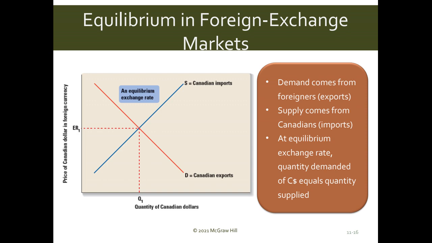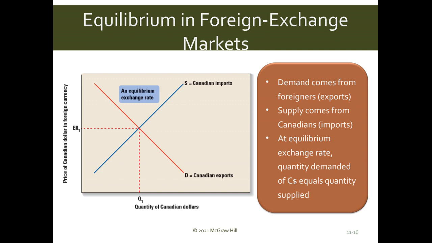I can't include it in one diagram. That would be very difficult. So we only stick to exports only. Whenever Canada exports its goods and services outside Canada, the rest of the world will demand our currency. And that is the demand for Canadian dollar curve. So this is the demand for Canadian dollars. Who is demanding? Foreigners who want to buy our products.